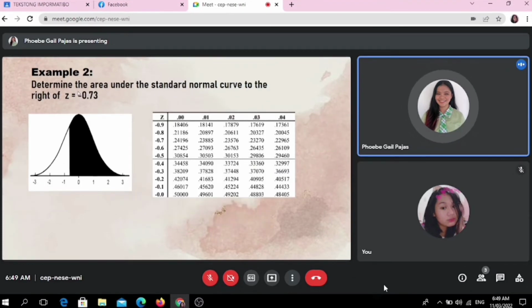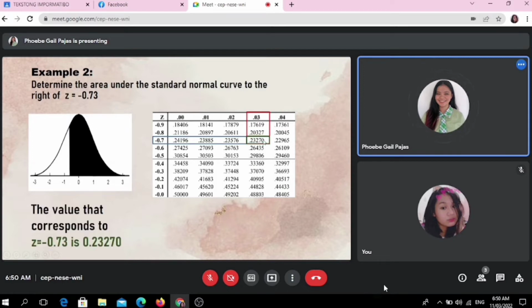Another example. Determine the area under the standard normal curve to the right of z = negative 0.73. So, wala tayong whole number. Therefore, titignan natin yung first decimal place which is 7. So, titignan natin dito yung may 0.7. Then, i-align natin doon sa 3. Then, the last digit is 3. I-align natin doon sa 0.7.